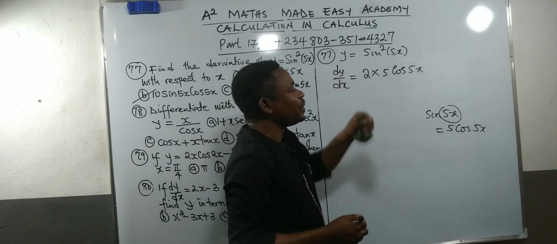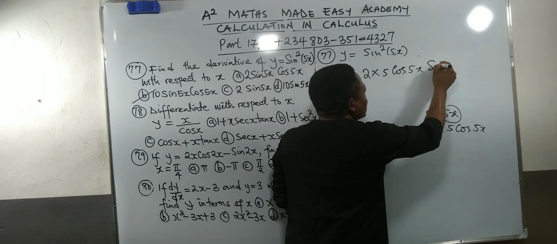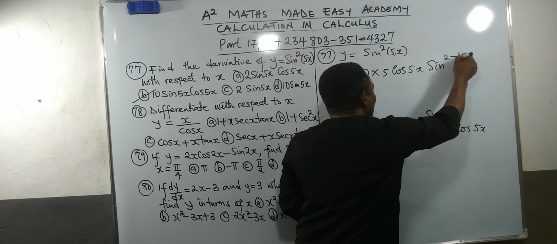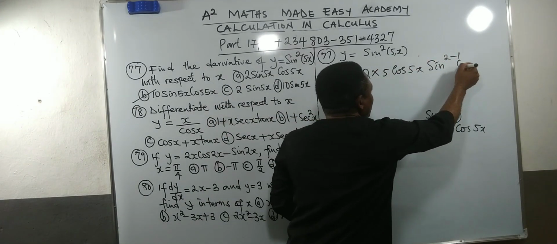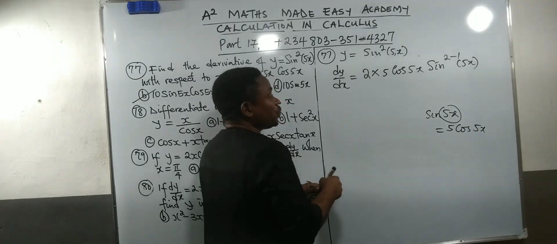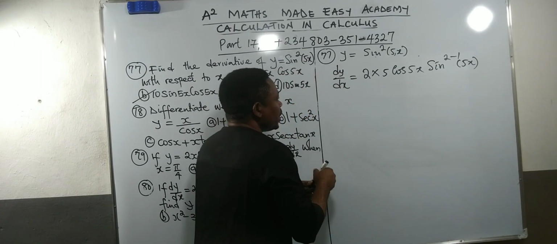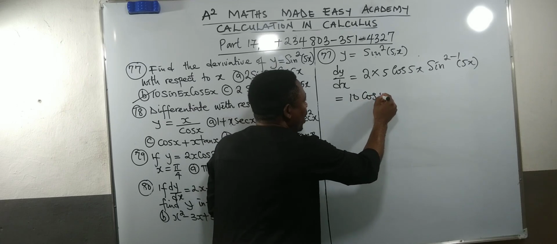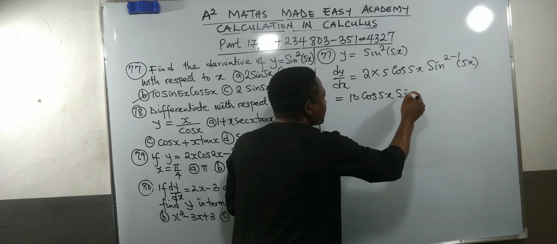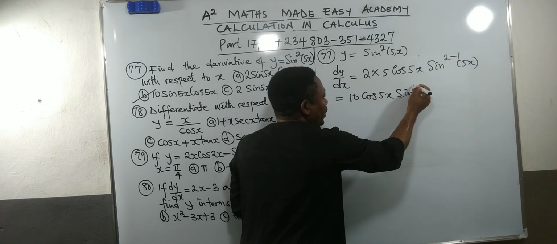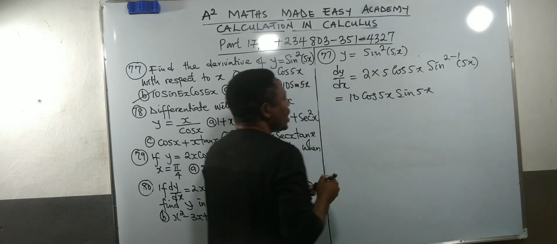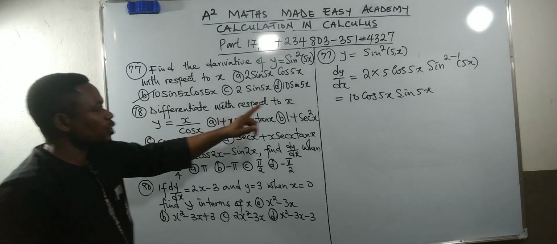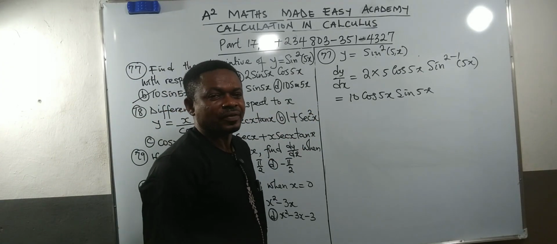The next step is to repeat the question. What is the question? Sine raised to power 2. Please pause here. Always introduce -1 to the power, then of 5x. And that is what we call shortcut. Then if I continue, I will have 2 times 5 will give me 10, right? Then cos 5x. Then sine. What is 2 minus 1? It will give you 1 here. We have the same thing as sine 5x. And that is the final answer. Can you see that both of them correspond? This is what we call shortcut. Have I made myself clear?